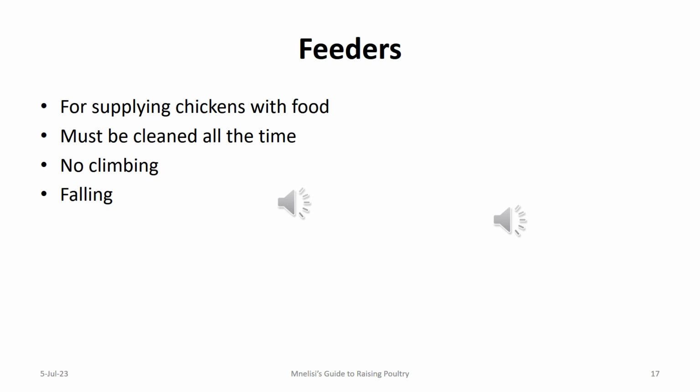Chicken feeders. Feeders are for supplying chickens with feed. They must be cleaned all the time. They must not allow chickens to climb, as that will spread diseases. They must not fall.